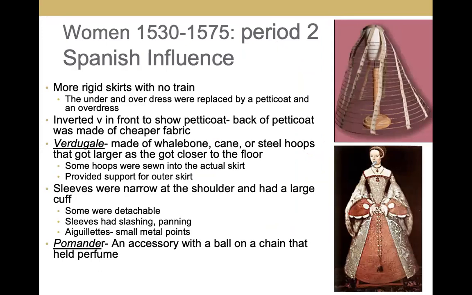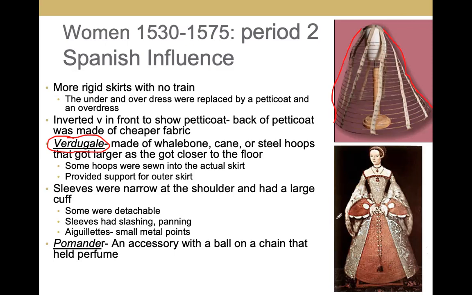Okay, the second time period for women is when they had Spanish influence. So we see the vertigale become a big part of the women's garment. The vertigale is this. It's an underslip that was made with whalebone or steel, and it was hoops that were arranged to get smaller to larger, and they were held together with usually a linen strip here. So they were worn underneath the skirts or the gowns, and it created this very much V or bell shape.